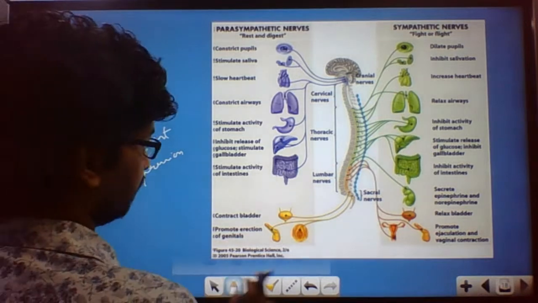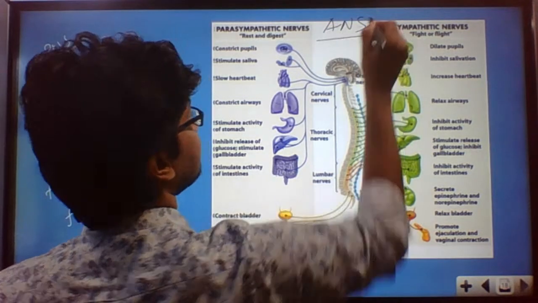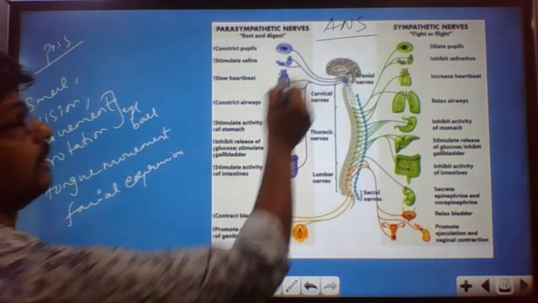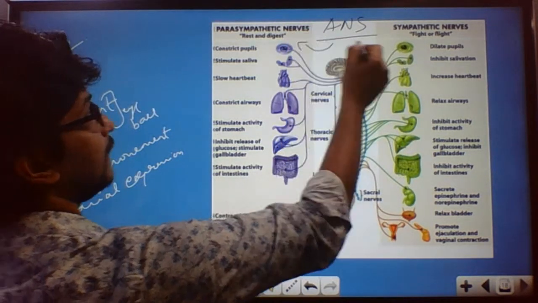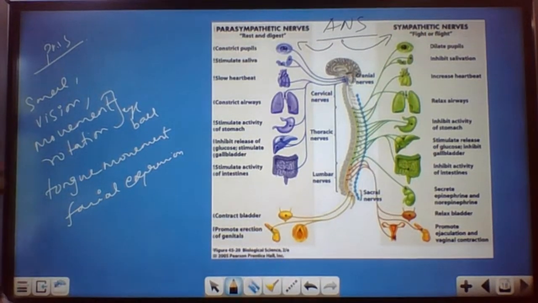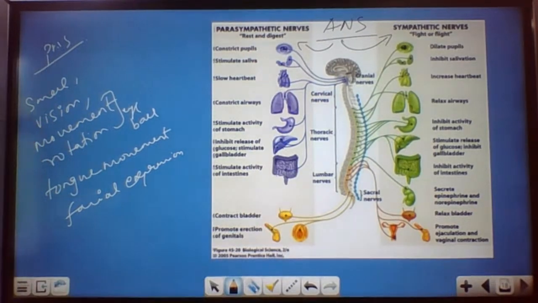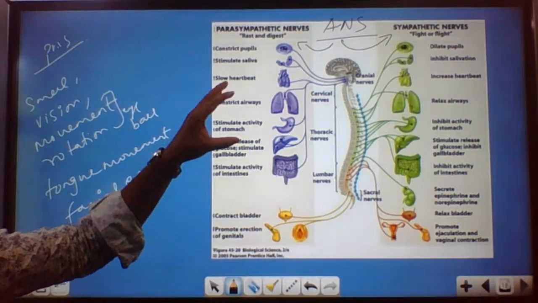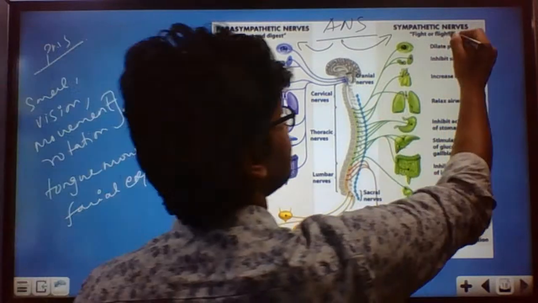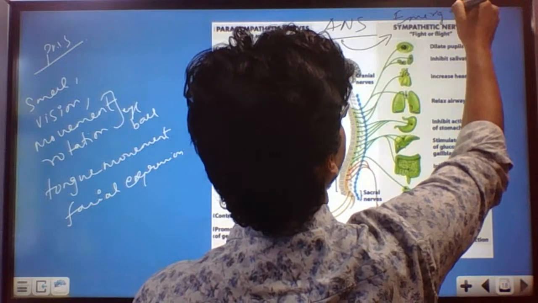Coming to the autonomic nervous system, we have two types of nerves here. ANS stands for autonomic nervous system. That is two types of nerves: parasympathetic nerves and sympathetic nerves. Sympathetic nerves are usually used for emergency purposes. These nerves get activated in case of emergency.